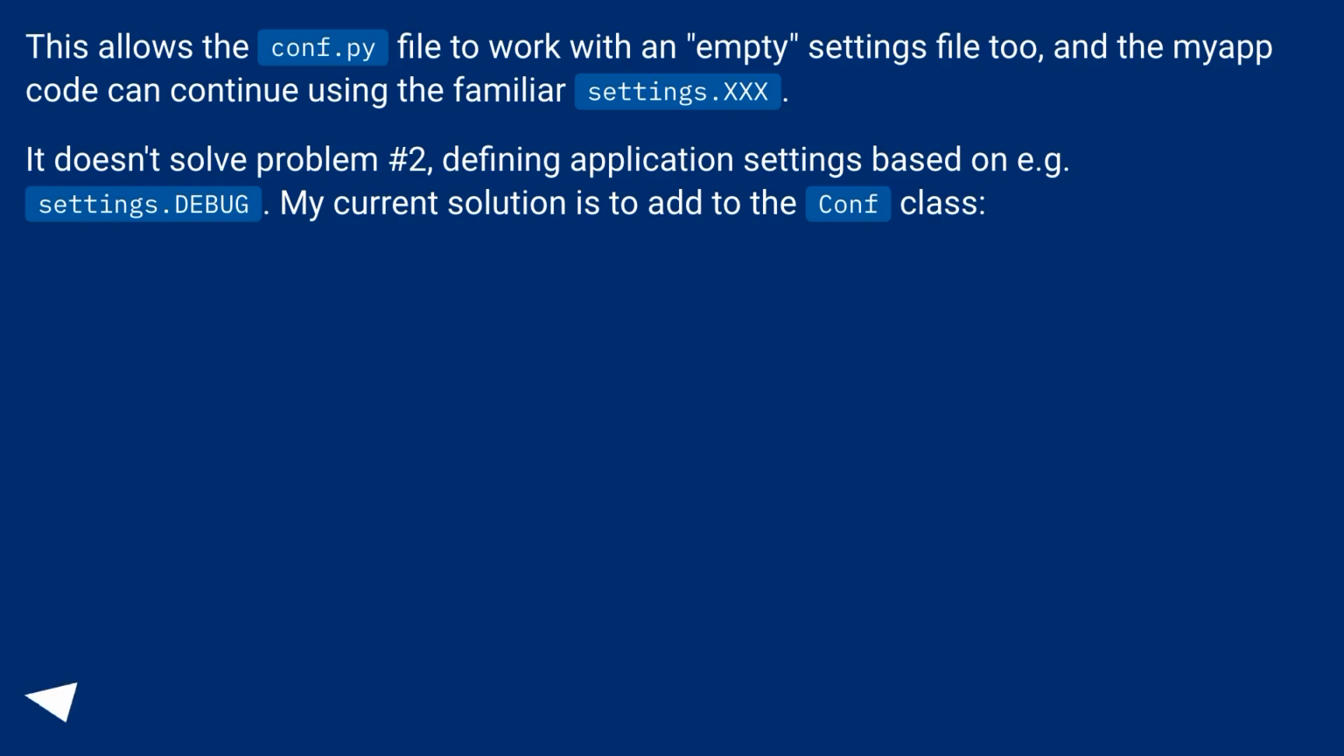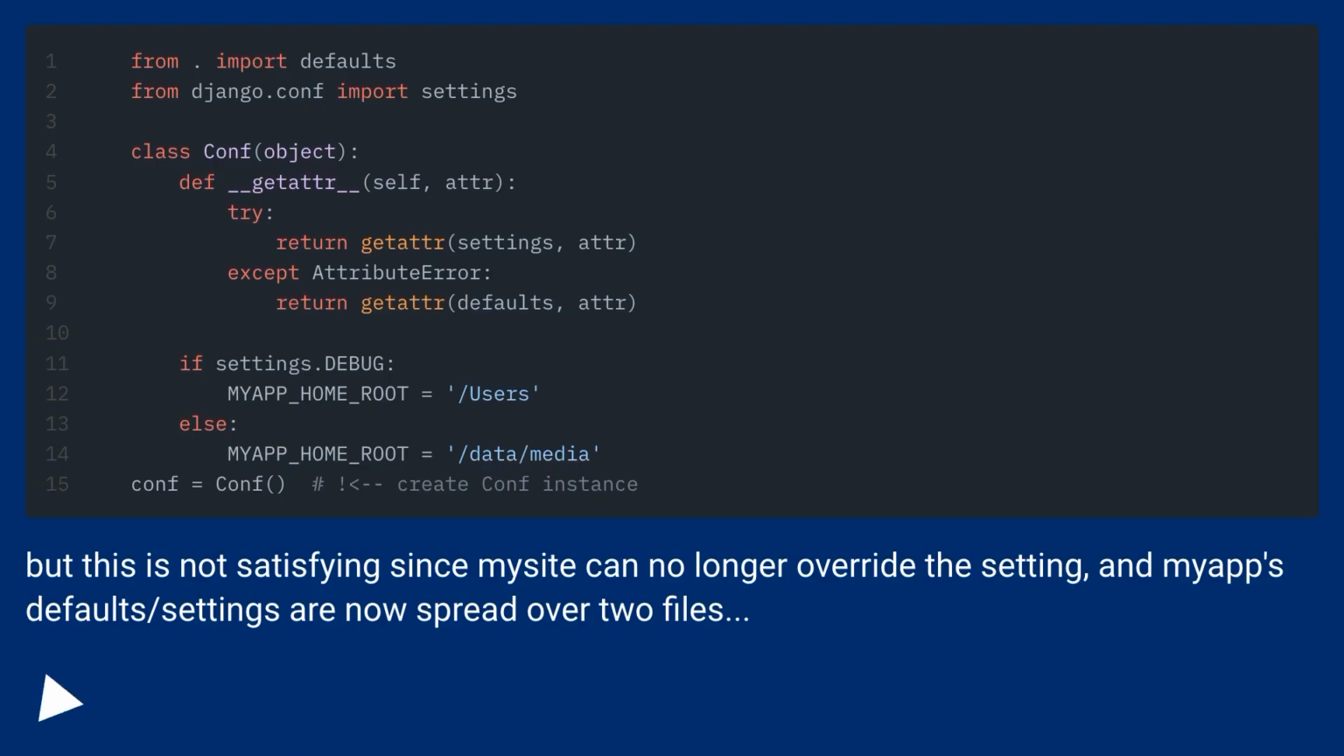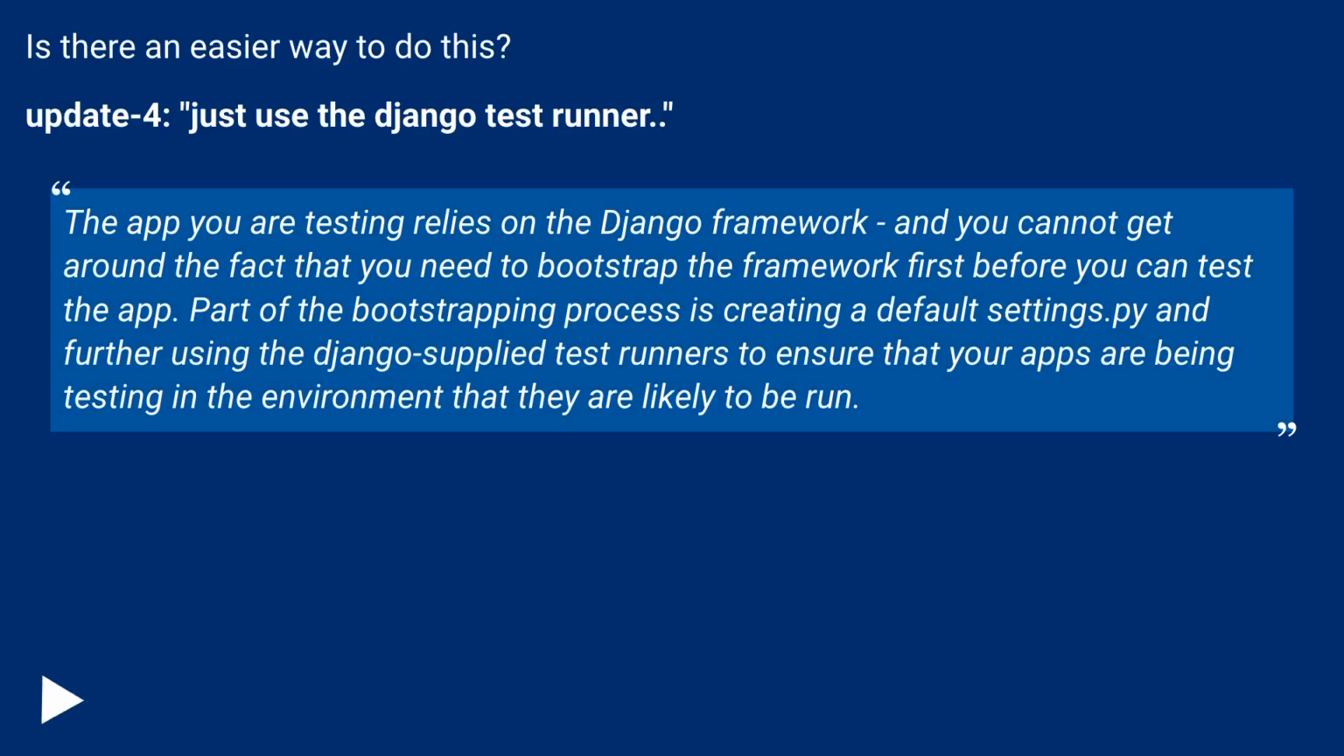My current solution is to add to the Conf class. But this is not satisfying since my site can no longer override the setting, and my app's defaults/settings are now spread over 2 files. Is there an easier way to do this?